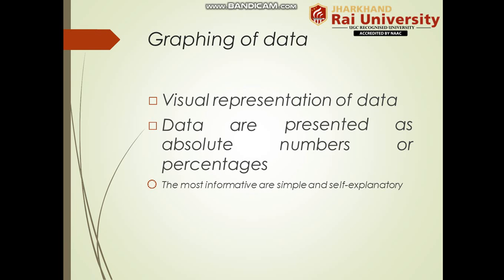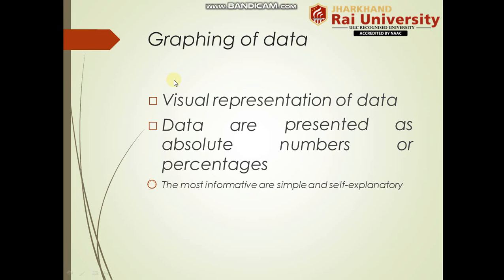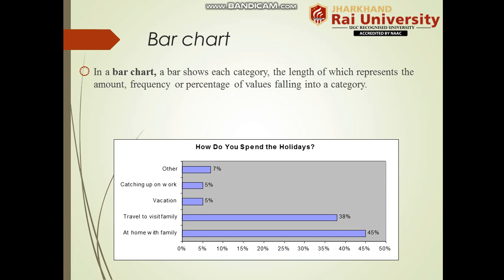Next comes the graphing of data. This is the last part. In this the visual representation of data is being done, and the data are presented as absolute numbers or percentages. In this graphing of data, the data is described in histograms, bar graphs, and so on. The most informative are simple and self-explanatory. So these are bar charts.